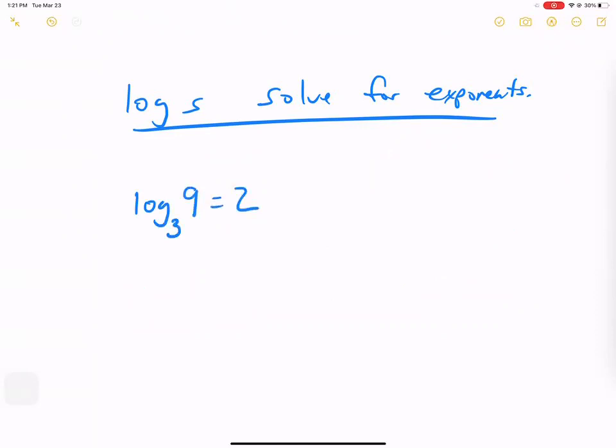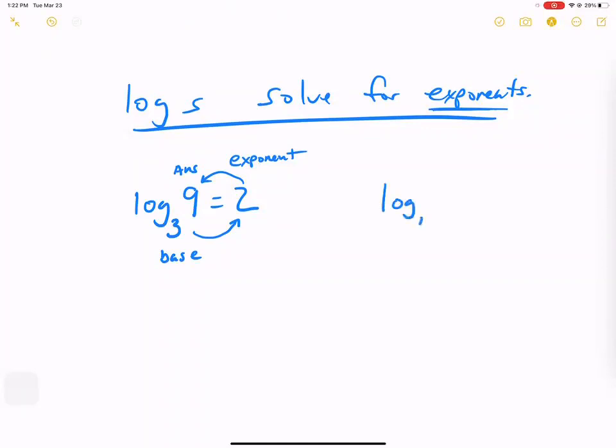Why did I say the answer is 2? Because remember what I just said here? Logs solve for exponents. The answer here is an exponent. Exponent of what? Here's the base, and here's my answer, the result of that. So I call this the circle of logs: 3 squared is 9. And this circle of logs, please let it zone into your brain, is how we read logs.